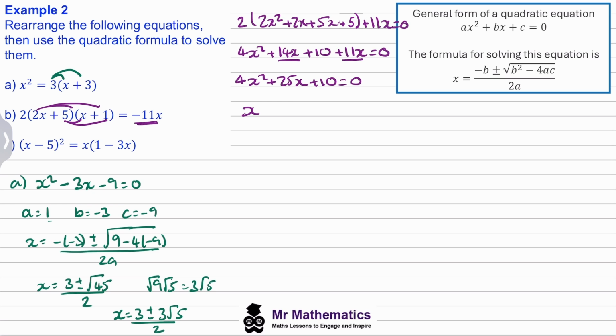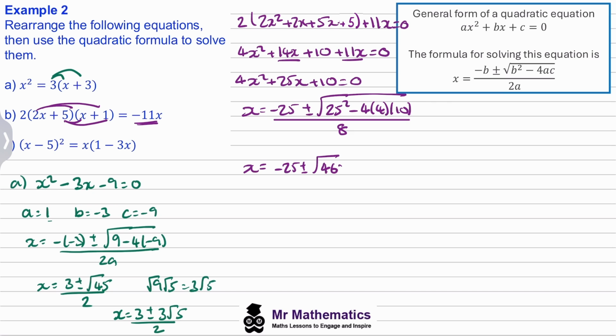Using the formula, we'll have negative 25 plus or minus the square root of 25 squared minus 4 lots of a lots of c, all divided by 2 lots of a. So x will equal negative 25 plus or minus the square root of 465 over 8. And again, I'll leave it in its exact form.